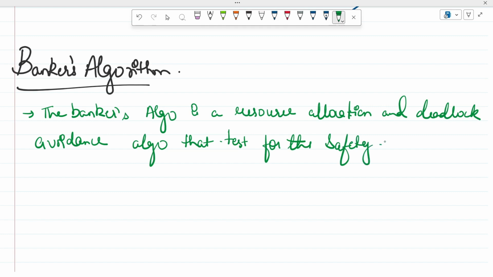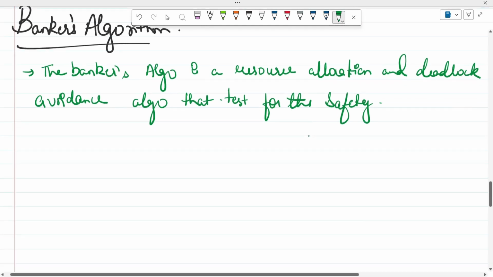It basically checks and tells whether a system is in a safe state or not. How to check? We will see this with the help of a numerical. Banker's algorithm is basically a deadlock avoidance algorithm. It avoids the deadlock. It tests for the safety.